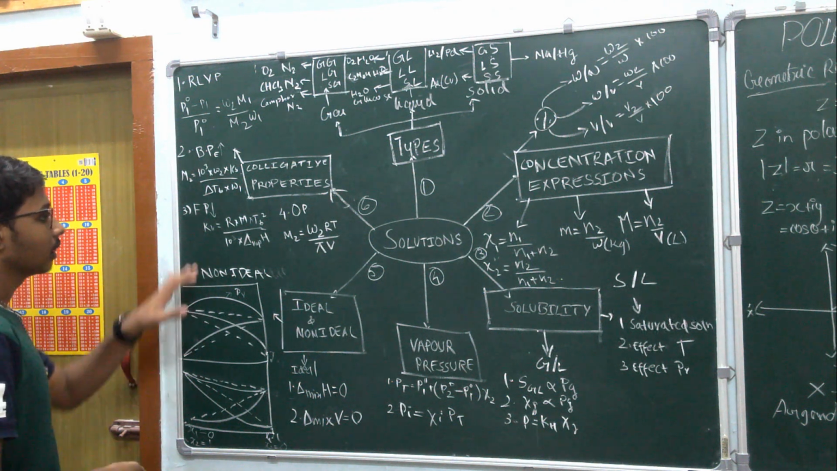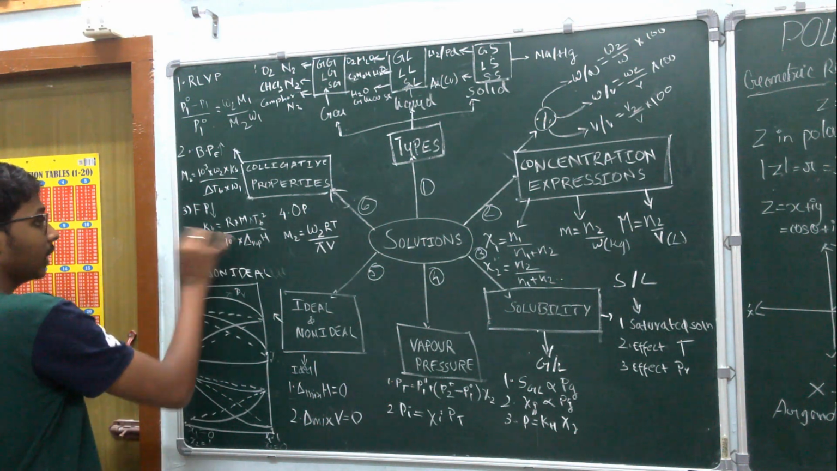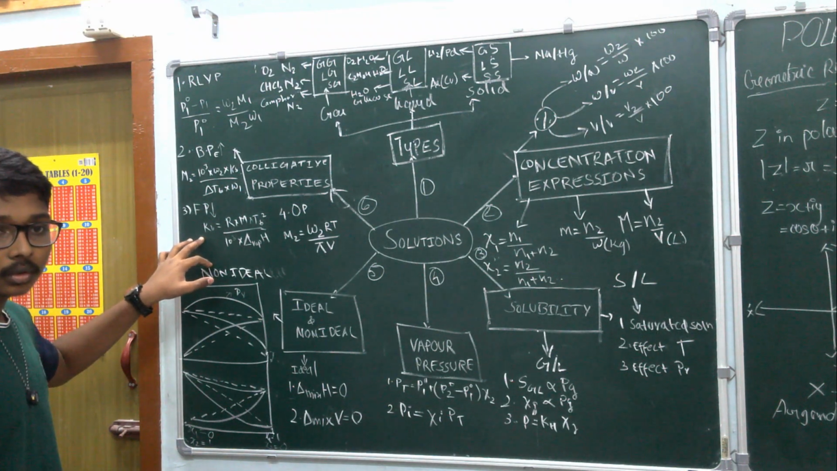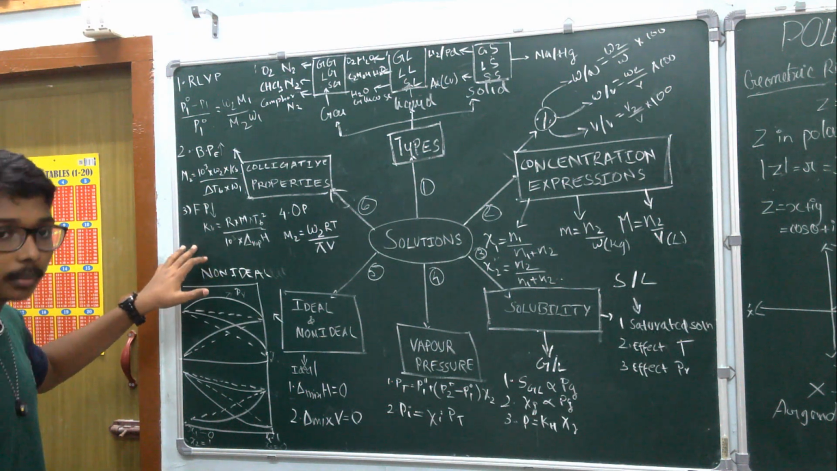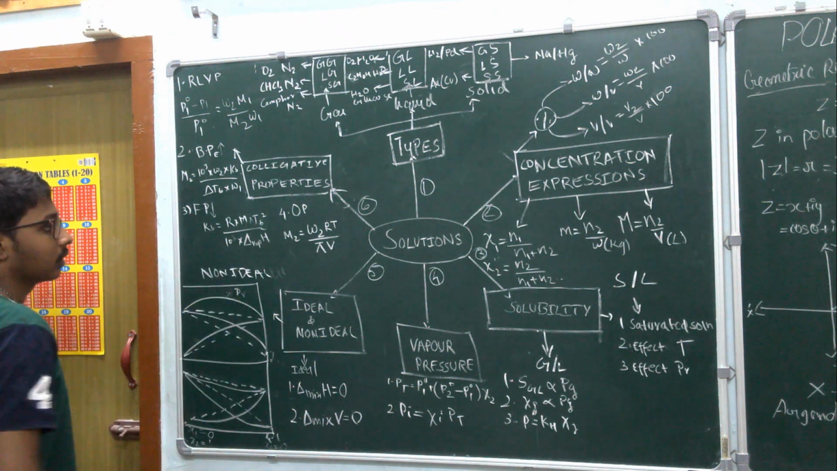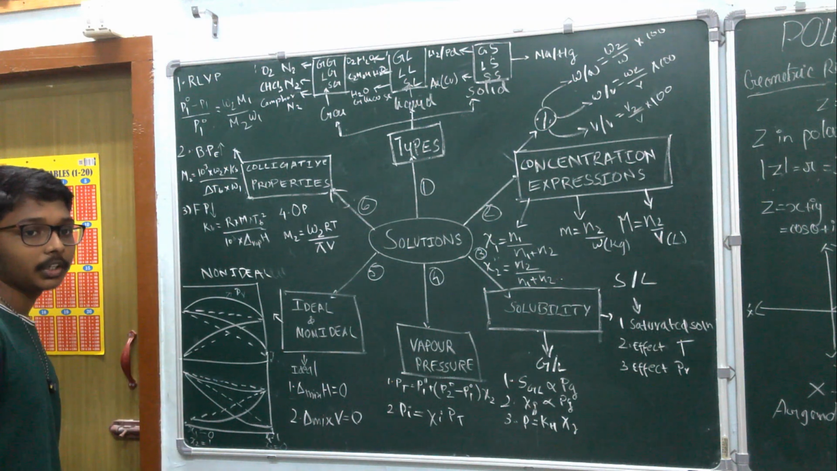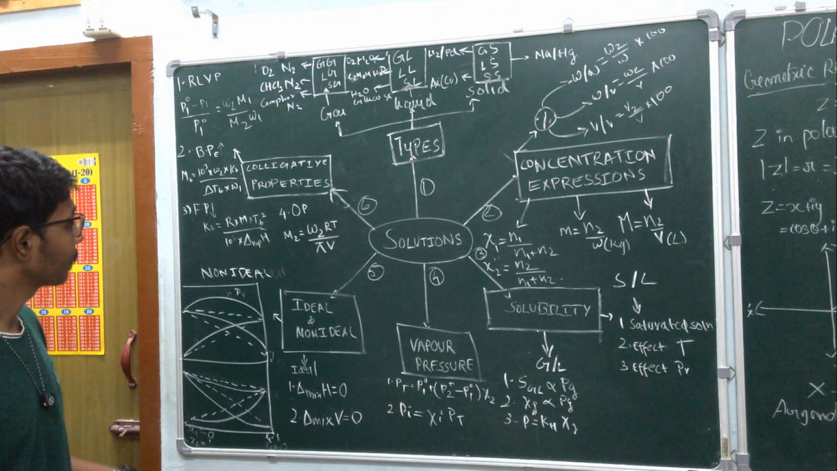Now next is depression of freezing point. KB is the ebullioscopic constant. And what is KF? KF is the cryoscopic constant. Depression of freezing point should be represented with KF.